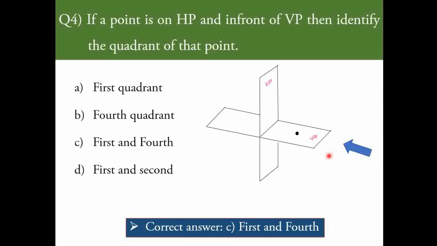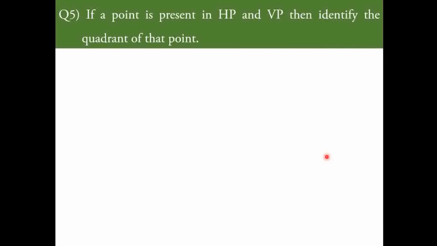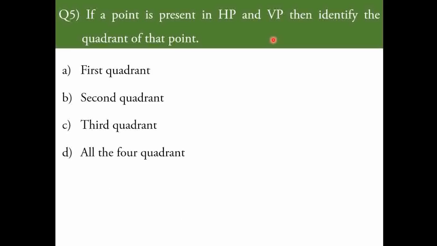Okay, so the next question: if a point is present in HP and VP, then identify the quadrant of that point. If it is present in HP and VP, means it is present in the horizontal plane and vertical plane. The options are: it is present in the first quadrant, second quadrant, third quadrant, or all the four quadrants. We just have to look at the position with the help of the 3D image.